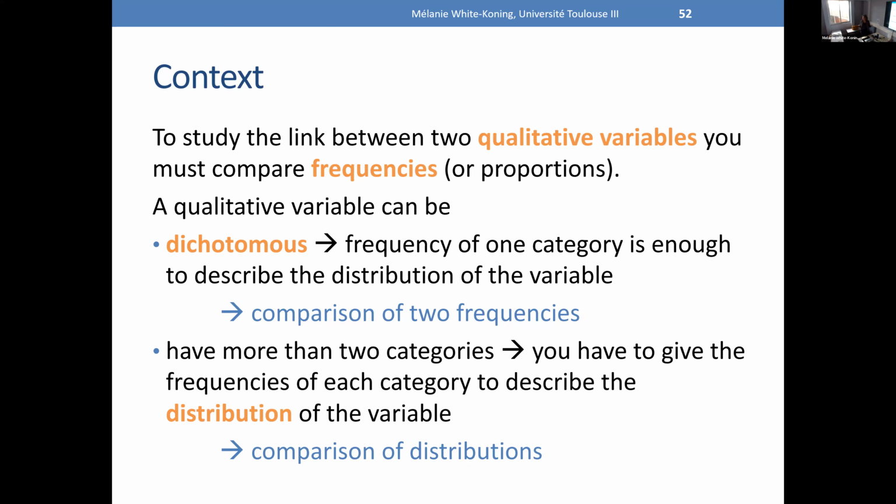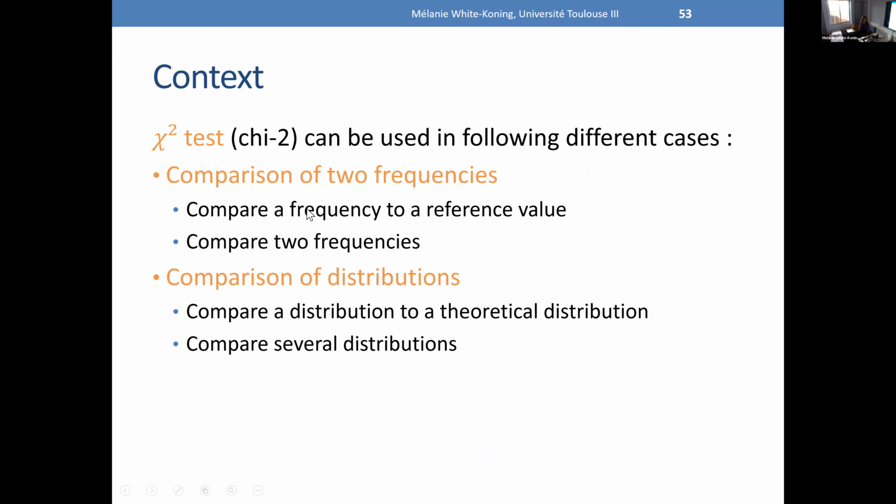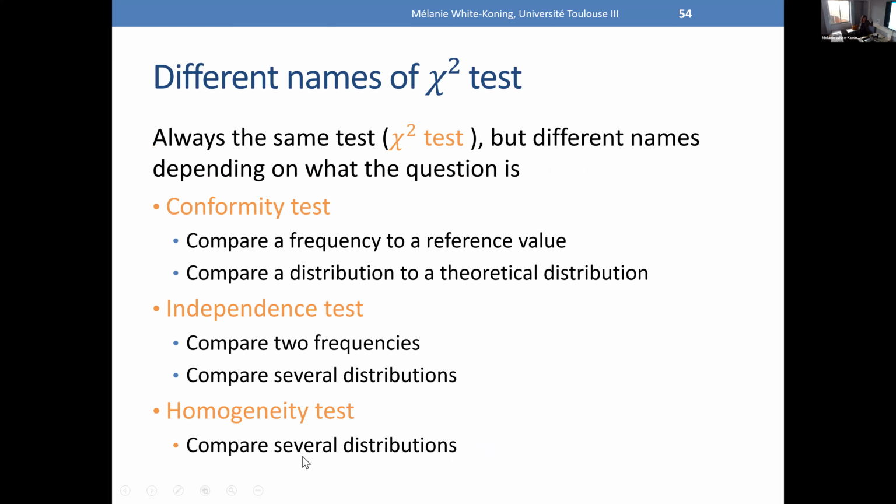Whereas if we want to compare blood groups, I have to compare AB, B, A and O with AB, B, A and O. That's what this is about. So either you compare two frequencies or all the distribution. And so the chi-squared test can be used in all the different cases: either comparing a frequency to a reference value or comparing two frequencies when you have a dichotomous variable, or when you're looking at distributions, you can compare a distribution to a theoretical distribution or several distributions. And all that is done with a chi-squared test.